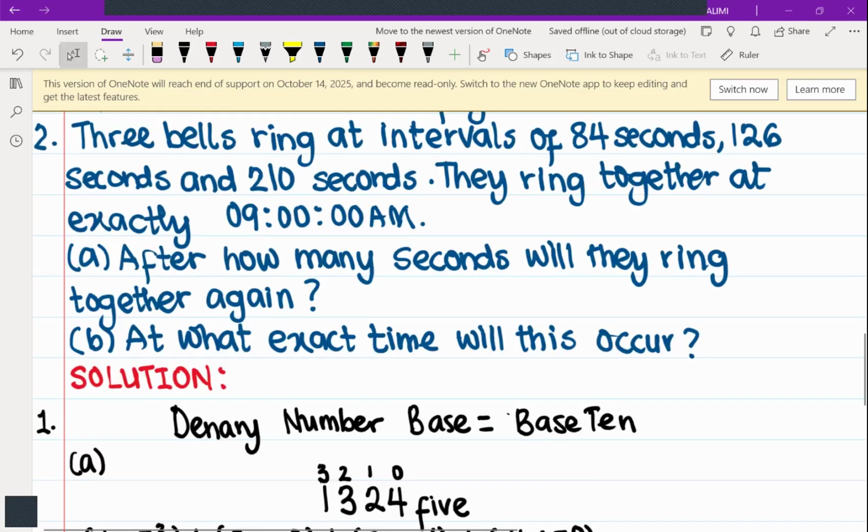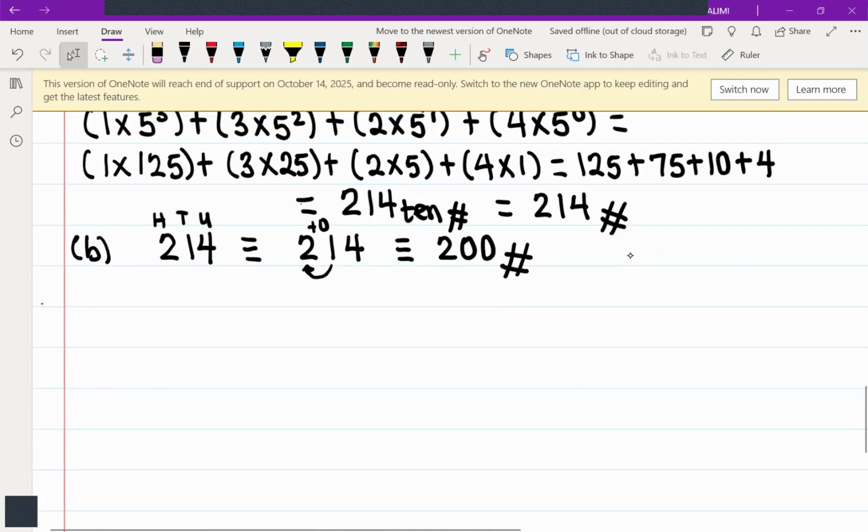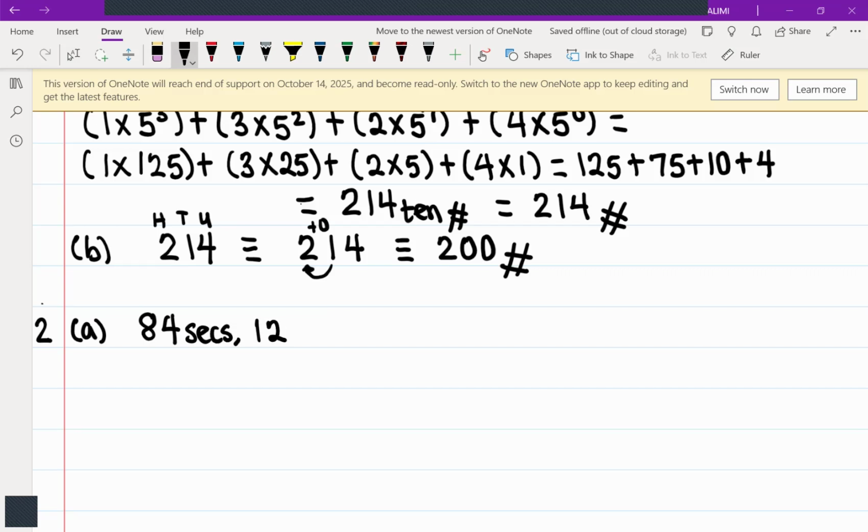For the second question, we have it that 3 bells ring at intervals of 84 seconds, 126 seconds, and 210 seconds. They ring together at exactly 09:00:00 AM. A, after how many seconds will they ring together again? B, at what exact time will this occur? If you look at this, we have intervals. What are the intervals that we have here? We have 84 seconds, 126 seconds, and 210 seconds.